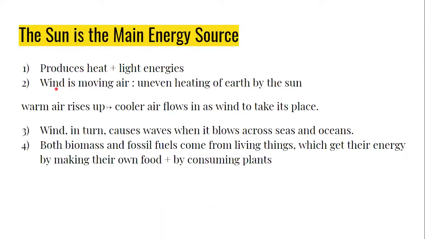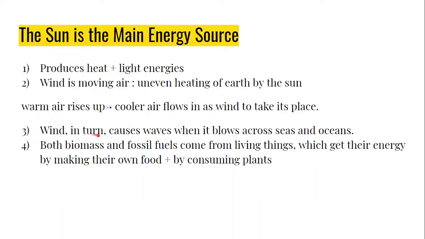Now, this wind is moving air, right? This moving air is due to the fact that there's an uneven heating of Earth by the sun. When there's uneven heating, that means some places are heated well compared to others. The places which are heated, over there the warm air rises up. Now, to replace that empty space where there is no air, the cooler air flows in. So this cooler air is the moving air, which is the wind.